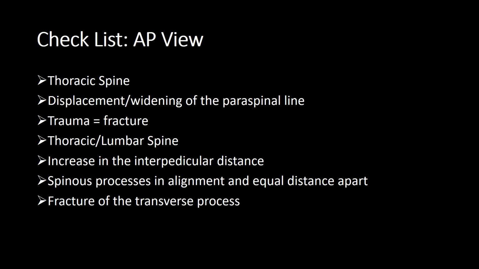Okay, so our checklist on our AP view is our thoracic spine. You're looking for displacement widening of the paraspinal line. Trauma, you're looking for a fracture. If you've got widening of the paraspinal line and not in the context of trauma, then you need to be thinking about underlying pathology. In the thoracolumbar region, you need to be looking at increasing the interpedicular distance. You want to check your spinous process for alignment and if they're equal distance apart. And remember to check your fractures on the spinous processes.